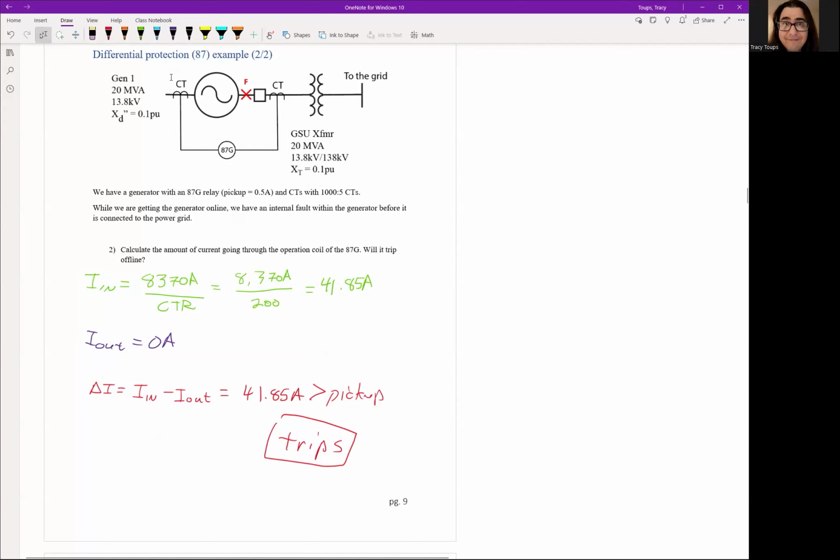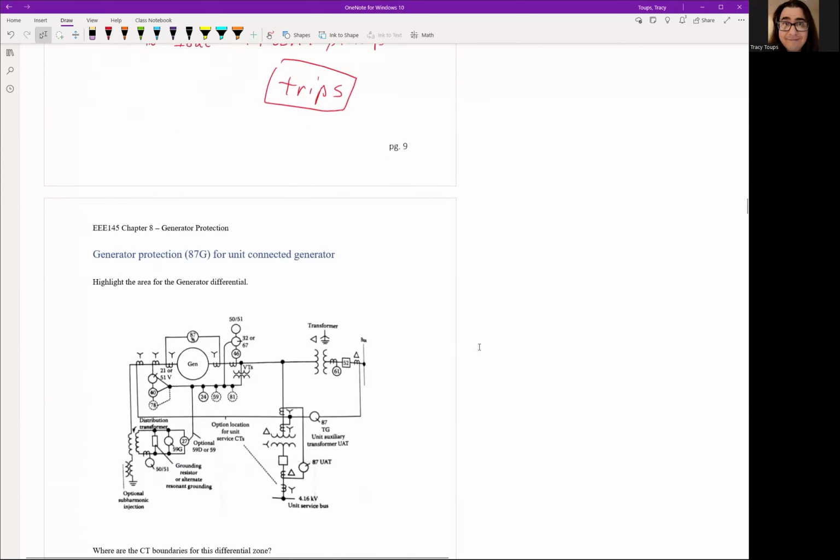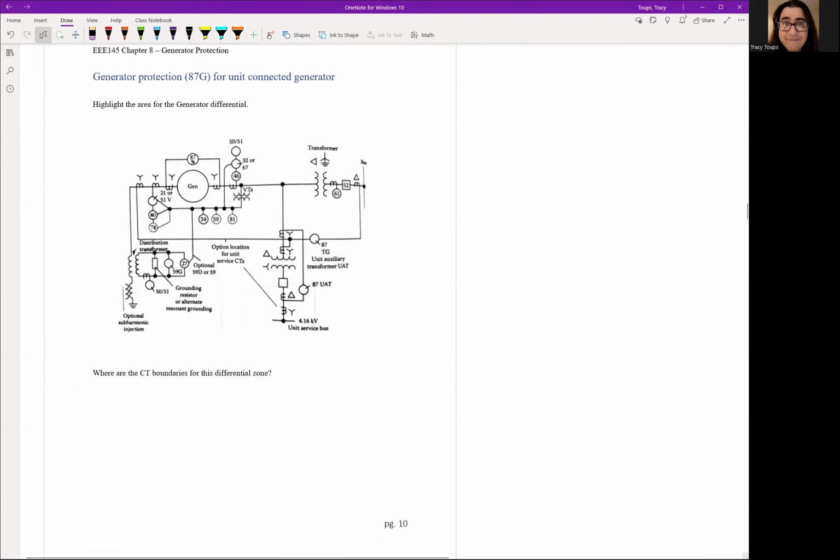So you can see again, differential protection. Anytime we have a fault internal to our zone, that's a telltale sign: high current, and that current going through an operating coil is going to be very strong, much greater than the pickup. So we're going to immediately trip offline and save the generator from any damage from the high amount of current. Okay. So that's for our exercise.